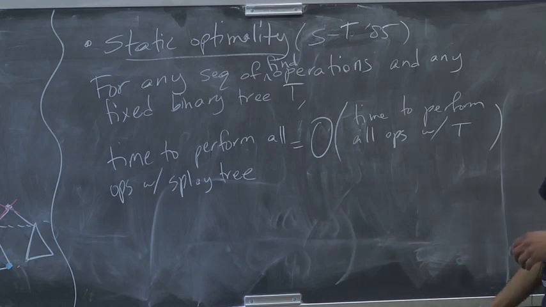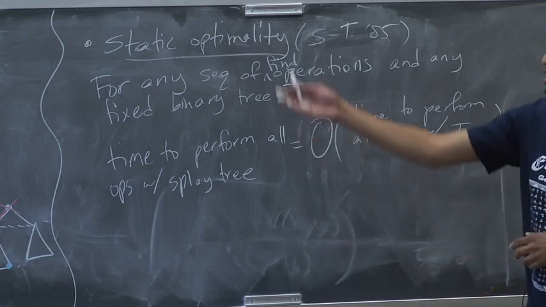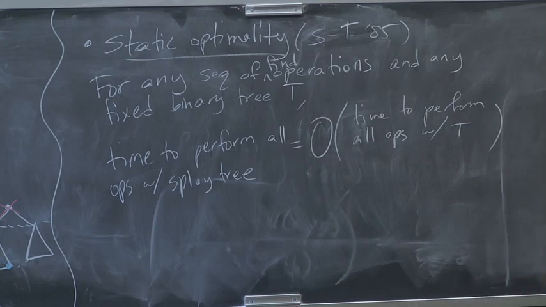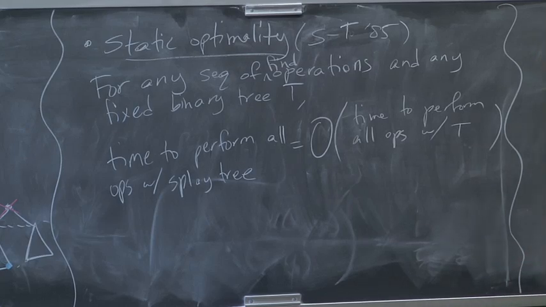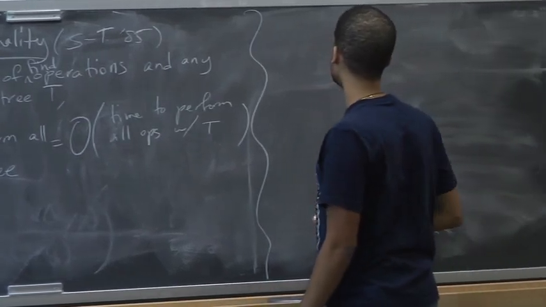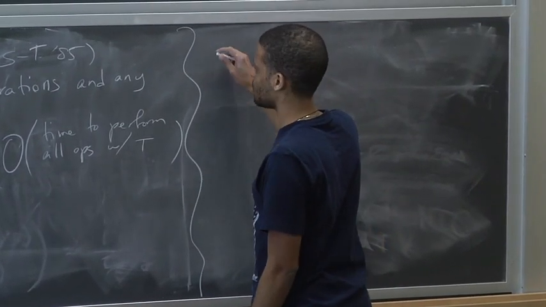But splay trees don't know the future, right? I showed you exactly how find works. It doesn't know what the future operations are going to be, yet the time that a splay tree takes to perform all these operations is within a constant of the best tree, right? It's within a constant of any tree, in particular the best tree for that sequence. So that's static optimality. There are other properties that splay trees have. One other one is called the working set property.